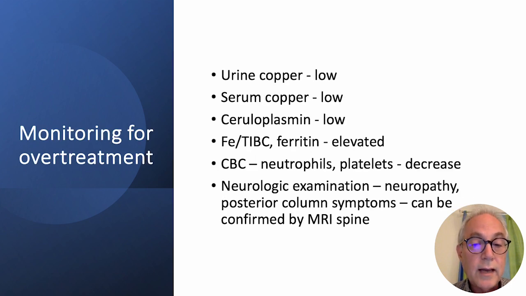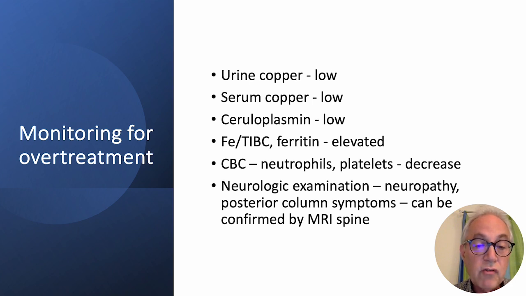Now, one thing that can occur, and it doesn't happen early in disease, usually very late, is overtreatment. And in this case, we might find the urine coppers become very low, below our targets. Serum copper becomes low, and similarly ceruloplasmin, which is often low in patients to begin with, can become even lower. Iron values, because we need the copper to help move iron around in cells, actually become elevated in tissue. So we might see an increase in iron binding capacity or ferritin values suggesting increased iron storage.